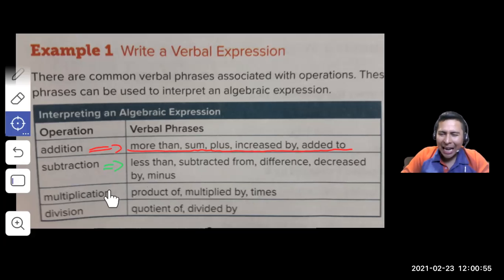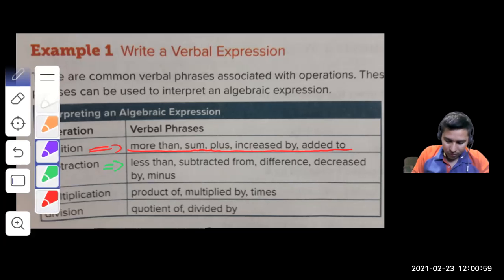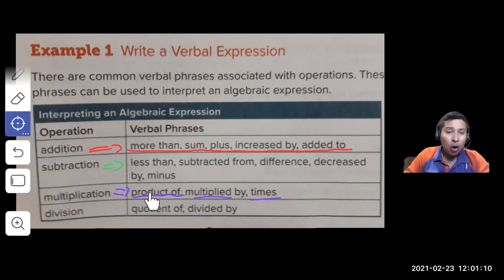What about multiplication? How do we say multiplication, guys, in other words? Product of, multiply by, times. Okay, we have three new words. Instead of saying multiplication, you can say the product of, el producto de, which means multiplication, multiplied by, of course, that is multiplication, times, which is the most used way to say multiplication.